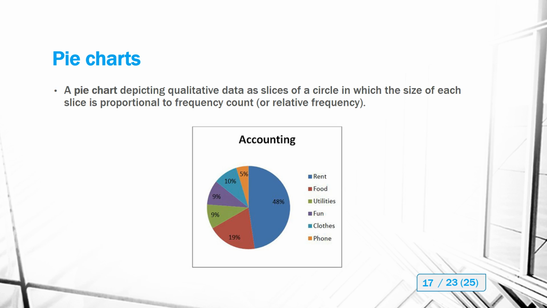Pie charts. Lots of people are familiar with pie charts. They basically take qualitative data and they put it in a circle, pieces of pie. So each piece of the pie is a different size because it represents a different proportion to the whole. Pie charts can be based on frequency counts, or they can be based on relative frequency, which is in percents, which is typically how they're presented.